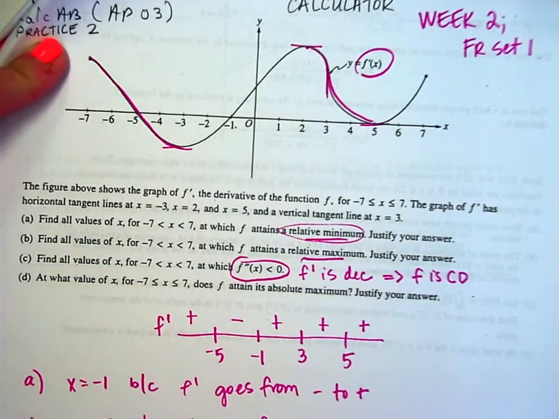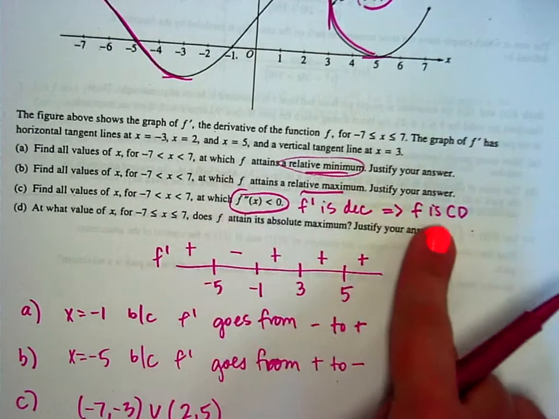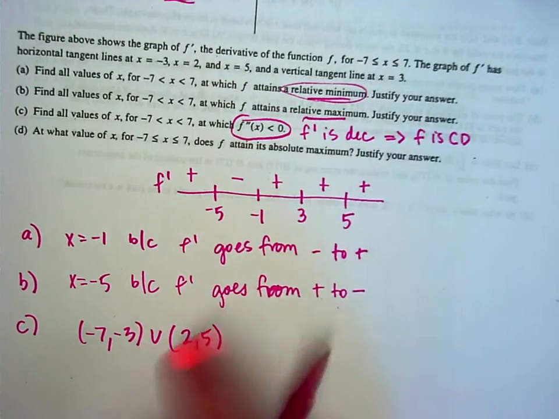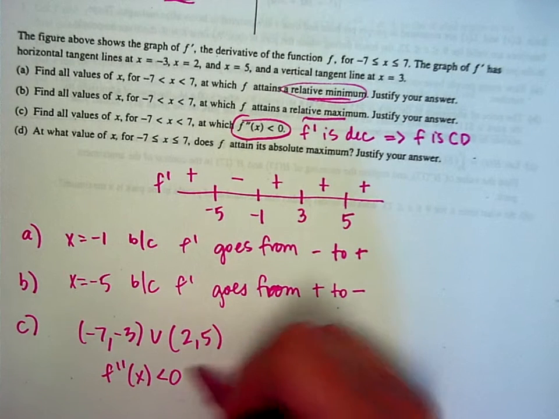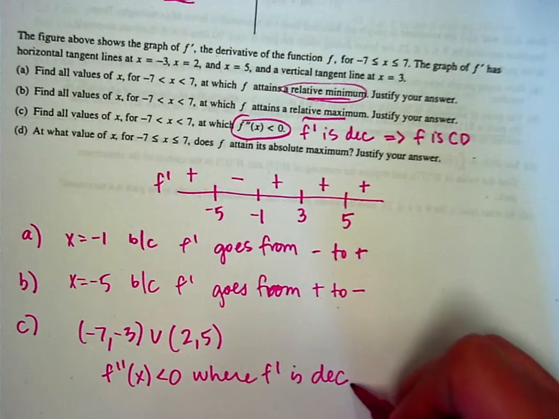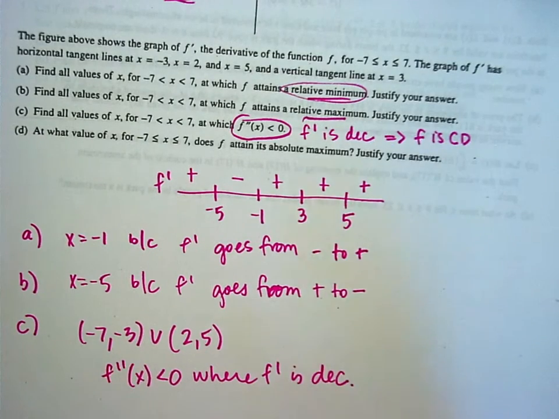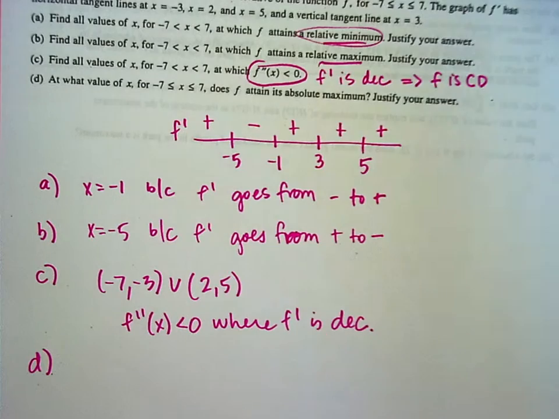It's strange that it doesn't say any other places here. So I would probably put this information by my answer for part C and say f double prime of x is negative where f prime is decreasing. That way they know that's what you were looking for, even though it doesn't say justify. It's good enough. And then part D is where a lot of you guys had blanks.